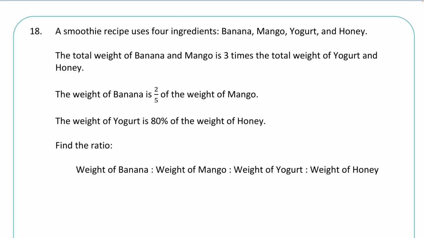Now, when looking at this question, I did sort of think to myself, is there an algebraic way of doing this? But I think actually one of the easiest ways of answering this question would just be to pick one of these and give it a number. So here, I think if we pick honey, and there are other ways of doing this, but let's imagine we go for honey. Now it says that yoghurt is 80% of the weight of honey. So I want to pick a nice number that I can do 80% of. I don't want to go too large with that number, but if I say that honey is 10, and then if yoghurt is 80% of that, then yoghurt would be 8.